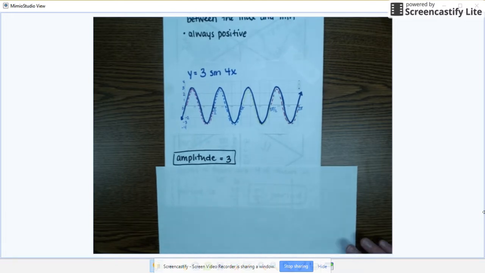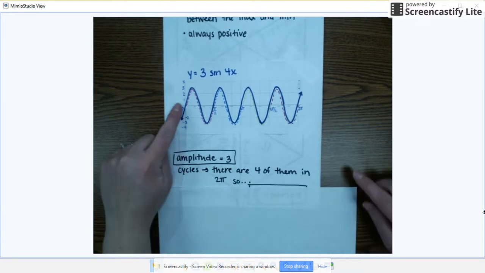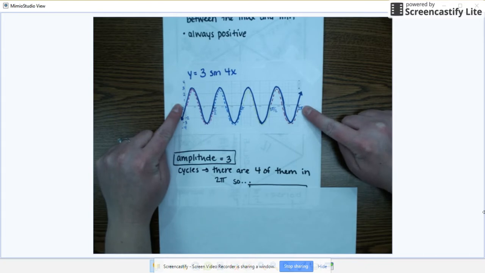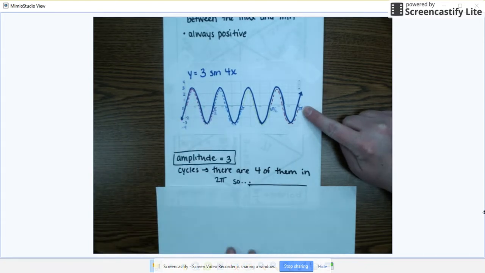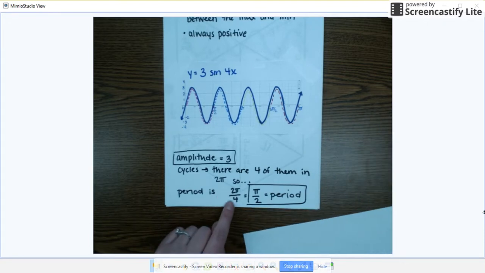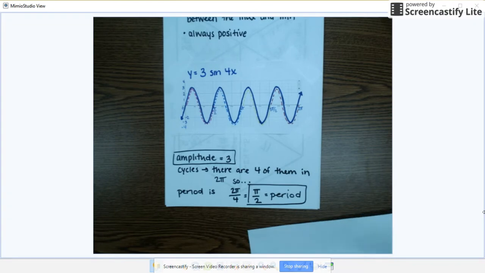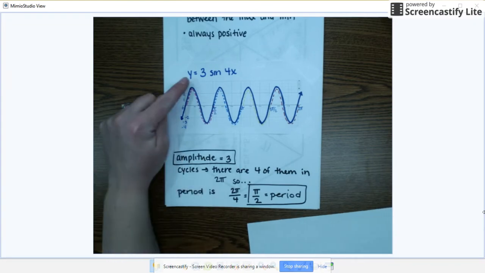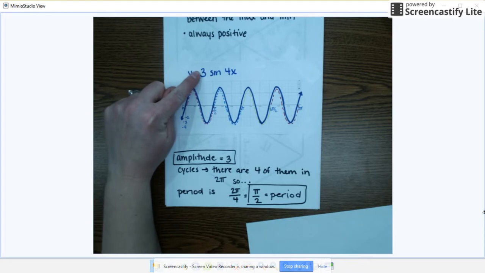Now we just talked about how there were 4 cycles from 0 to 2 pi, 4 repeating sections. That means that our period of 1 cycle is 2 pi divided by those 4 cycles, meaning we have a period of pi halves for this function. Okay, if you look here at our formula, amplitude corresponds to that number.